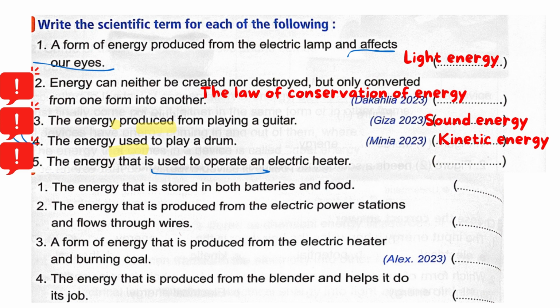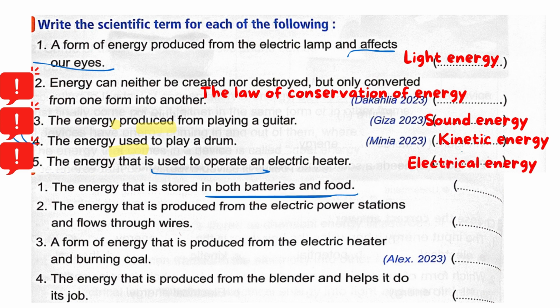These types of questions are for exams. As you see here, this question came in last year's final exams. Here we have question number 5: the energy that is used to operate an electric heater. So what is the energy used, the input energy, to operate the electric heater? Yes, it's clear, electrical energy.